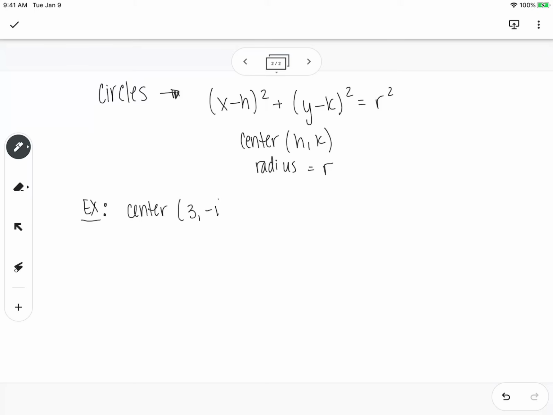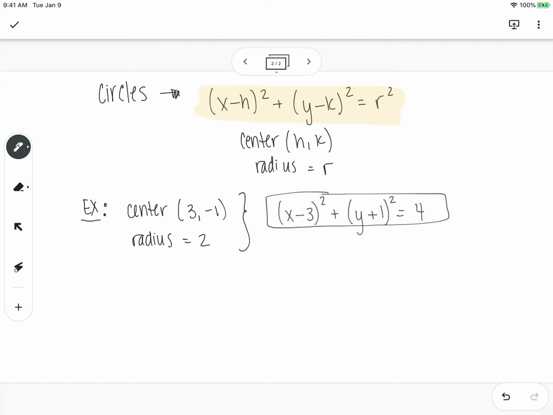If they give you a center of (3, -1) and a radius of 2, you should be able to now write an equation for that circle using the formula above. So I'm going to take my center and my radius and simply plug it into that equation. It would be (x minus the h value, which is 3) squared, plus (y minus the k value, which is -1), so that turns into a +1, squared. And my radius of 2 squared gives me a 4. And so that would be the equation of the circle with center at (3, -1) and a radius of 2.